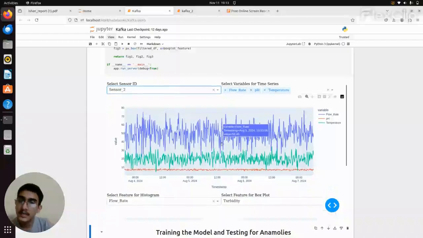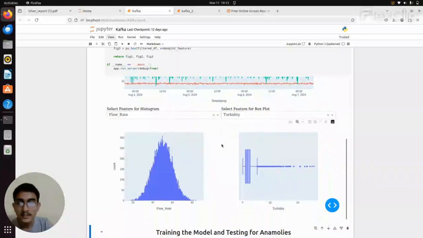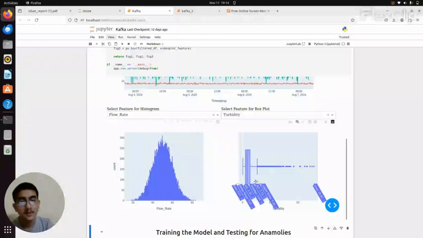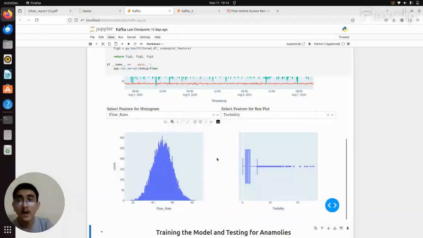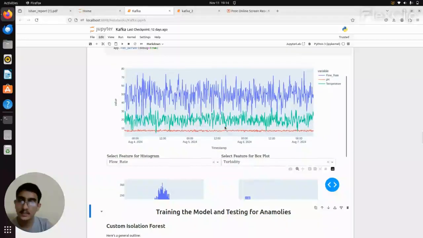Similarly, in this dashboard we also have a box plot and histogram to see what kind of data we are simulating. For flow rate I have chosen normal, so the histogram tells us that the data is normally distributed. Similarly, the box plot can be very helpful to detect outliers or to see in what range our data lies. This is all we have done for the data visualization part.